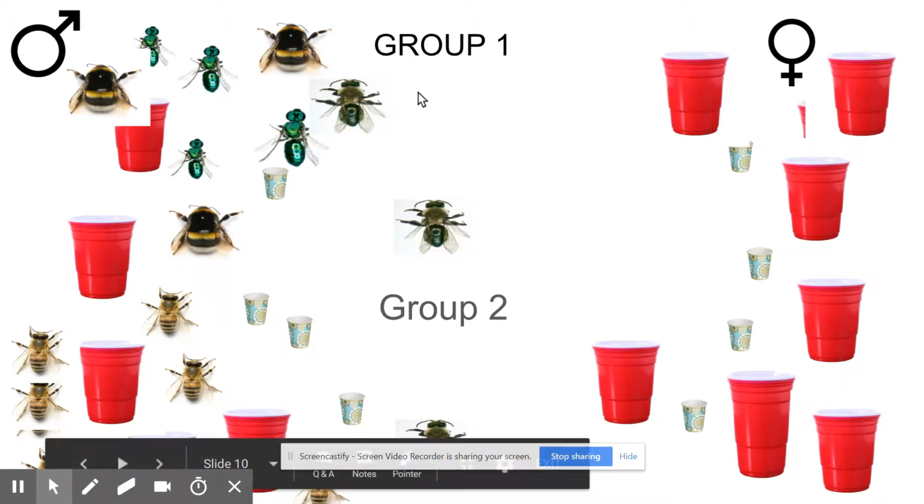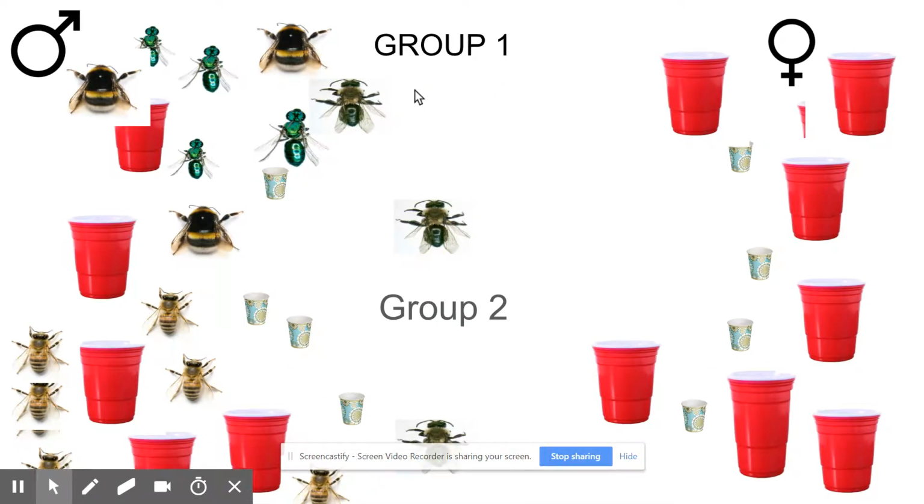So, to teach students about the importance of biodiversity within pollinators, I did a simulation where students pretended they were bees and they pollinated using cups and removing popcorn from the male flowers and taking them to the female flowers. Students quickly realized that the more diverse the bees, the more diverse the pollination and the overall benefit.